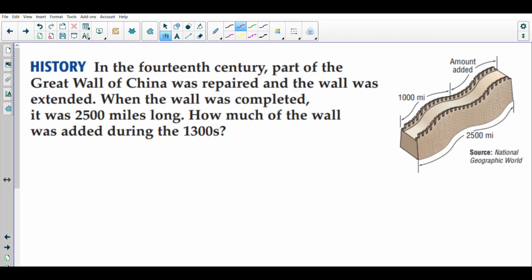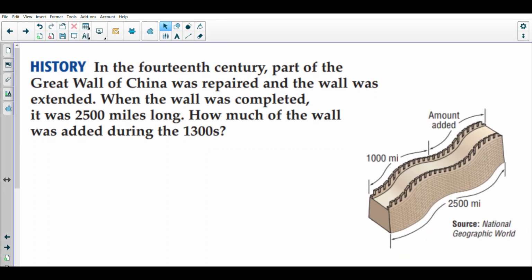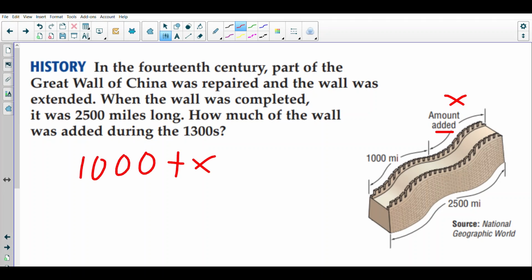In the 14th century, part of the Great Wall of China was repaired and the wall was extended. When the wall was completed, it was 2,500 miles long. How much of the wall was added during the 1300s? Looking at the picture on the side, we can see 1,000 miles was already done. The amount added, do we know? No, so we're going to call that x. So we have 1,000 originally there, plus some amount added, is equal to 2,500.